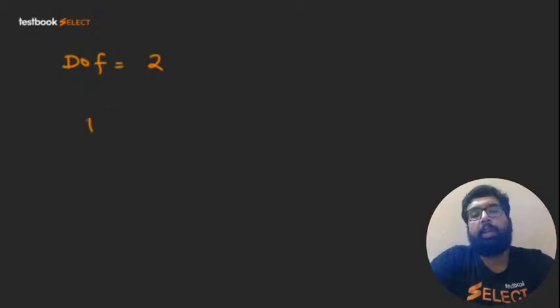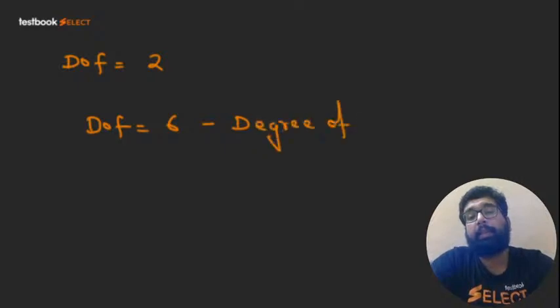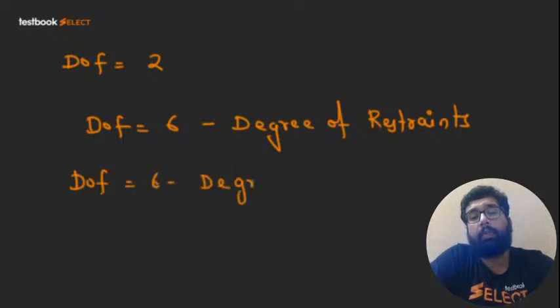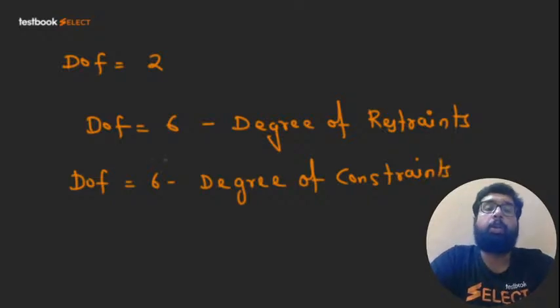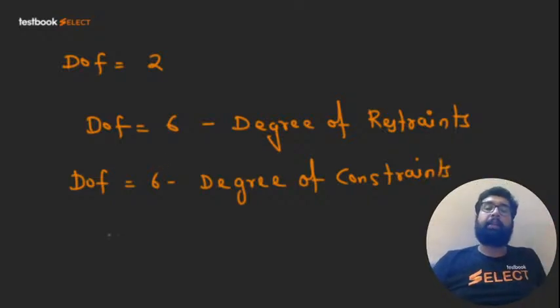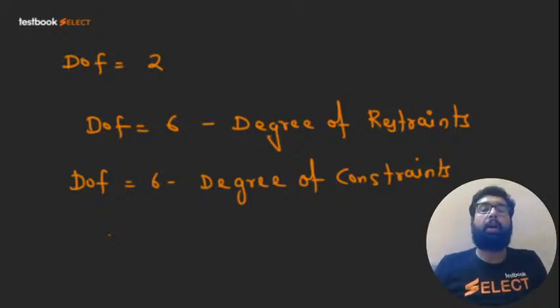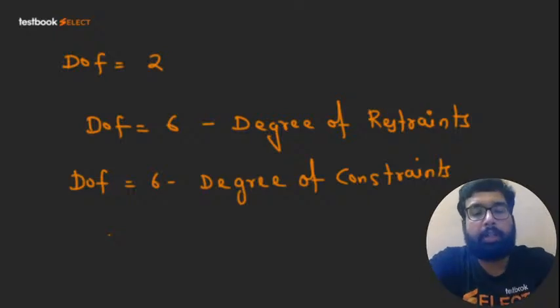Now we know degree of freedom is 6 minus the number of restraints. Sometimes it is called degree of restraints, sometimes degree of constraints. So what is this degree of constraints or degree of restraints giving us? It gives us an indication of how many motions of our body are being destroyed. Okay, now let's do one more question.